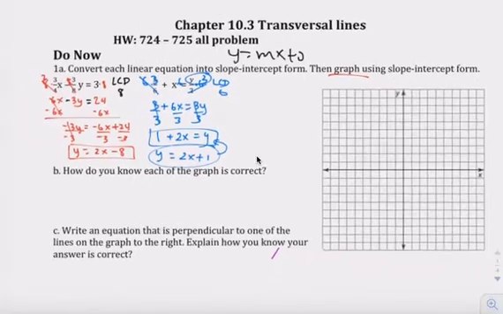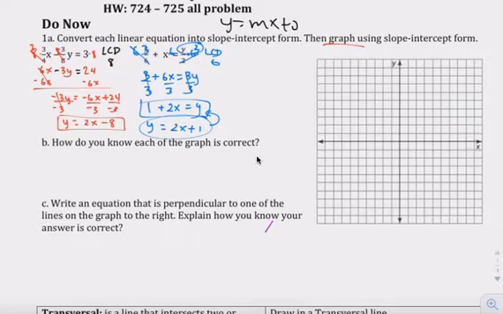You guys can graph this for homework. How do you know each graph is correct? Well, look, they both need to be going up. The slope has to go up. The rate of change is positive. These two are parallel. See, the rate of change is the same. They're parallel because the rate of change is the same and it should be going up. So if it's not parallel and going up, you know it's wrong.